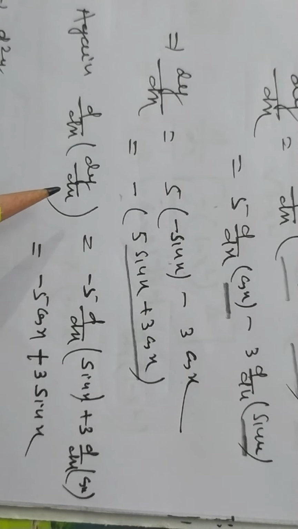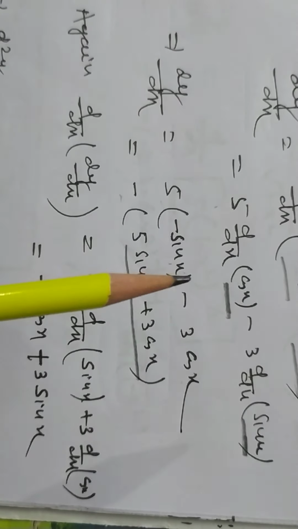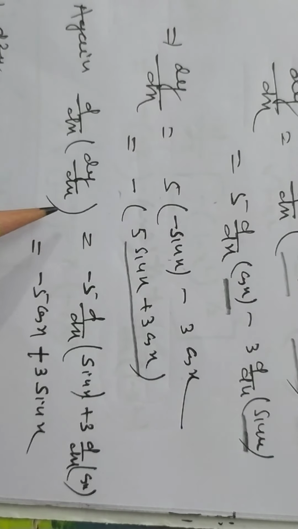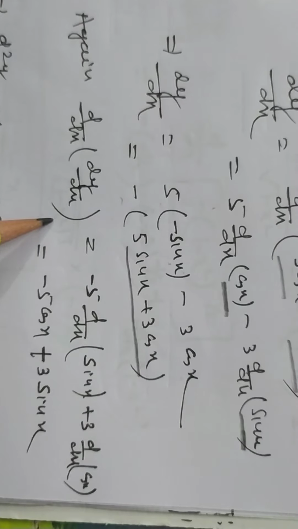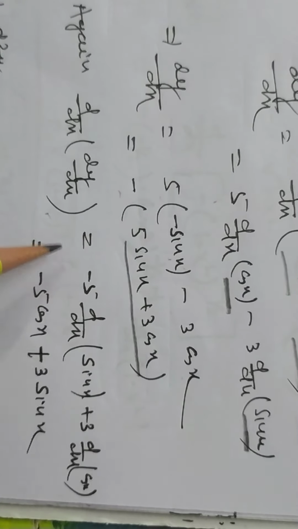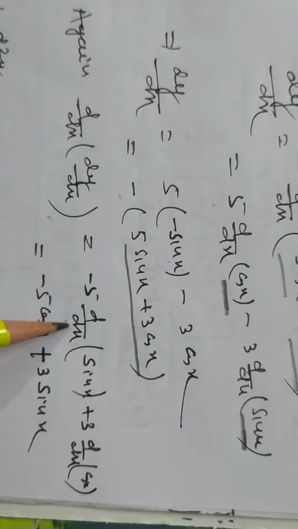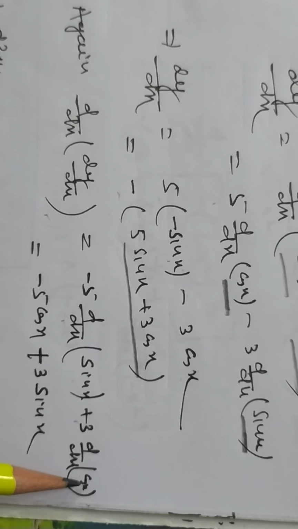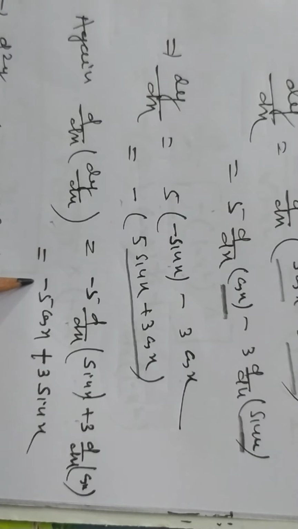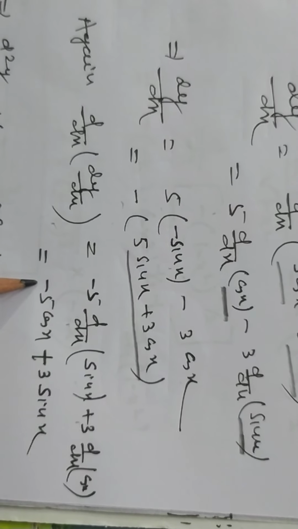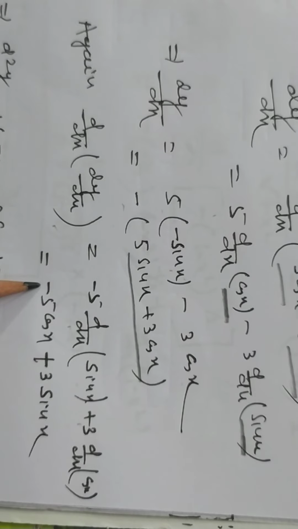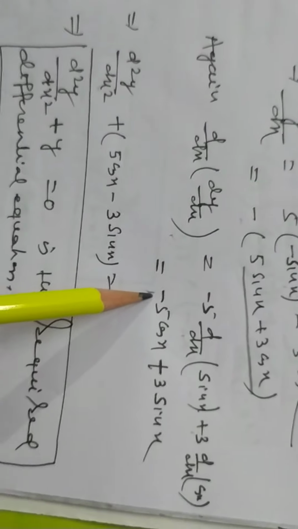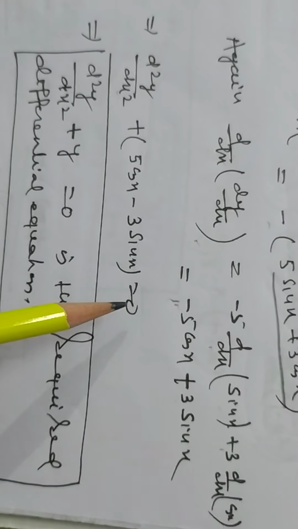My dear student, again we want to differentiate. So it will be d by dx of dy by dx. d2y by dx square is equal to minus 5 d by dx of sin x plus 3 d by dx of cos x. So it will be minus 5 cos x plus 3 sin x. So now, what do you observe? d2y by dx square is equal to minus 5 cos x plus 3 sin x.